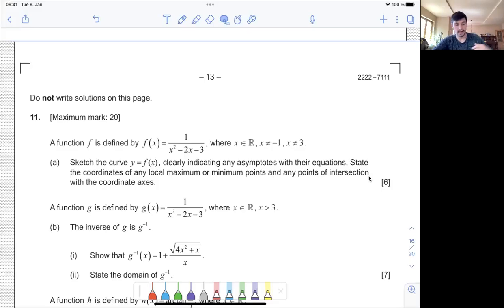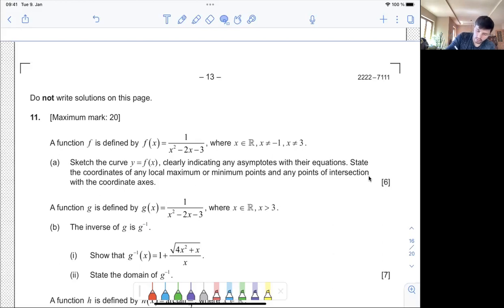Right. Question 11. A function f is defined by f(x) equals 1 over x squared minus 2x minus 3, where x is an element of real numbers and x cannot equal -1 or 3. Part A asks, sketch the curve of y equals f(x), clearly indicating any asymptotes with their equations. State the coordinates of any local maximum or minimum points and any points of intersection with the coordinate axes.